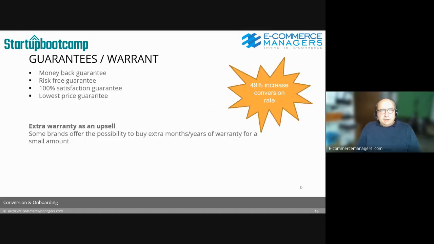Guarantees and warranty, of course. Very logical, but it can increase your conversion rates a lot. So it's really something you have to consider. Money back guarantee, risk-free guarantee, 100% satisfaction, lowest price. You can also offer an extra warranty as an upsell. Some brands offer the possibility to buy an extra months or years of warranty for a small amount. Like standard is you have a 1 year warranty on your product, but you can add an extra 2 years, total 3 years, for, say, a 10% increase in price.